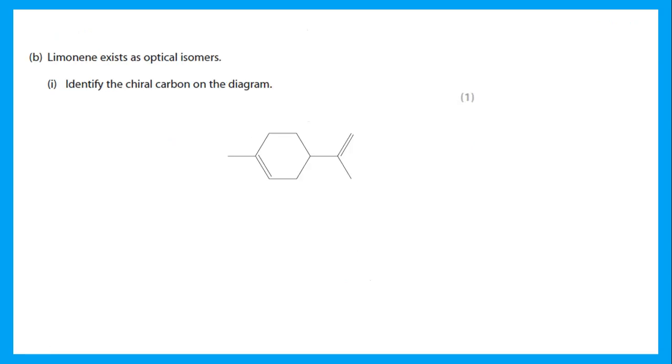Limonene exists as optical isomers. Identify the chiral carbon on the diagram. Remember, we said optical isomers are obtained if the substance has a chiral carbon. Now, what's a chiral carbon? A chiral carbon is carbon that has 4 different groups. So where does this apply to this diagram? If you look at this carbon, it has 4 bonds going to 4 different groups. So that is my chiral carbon.